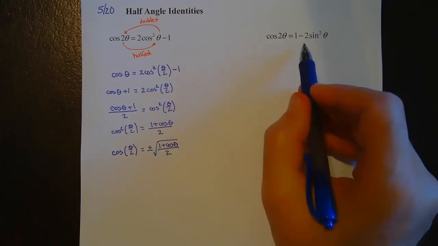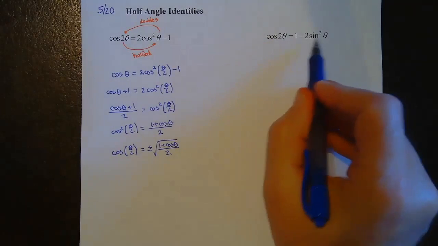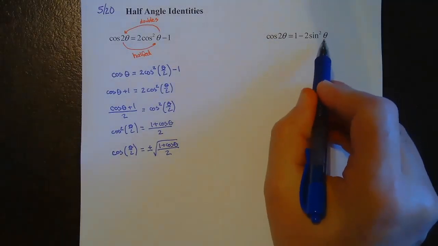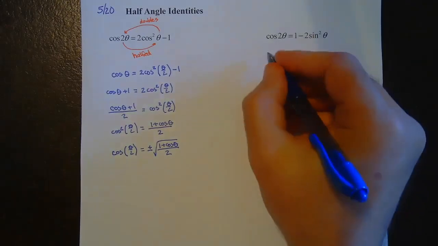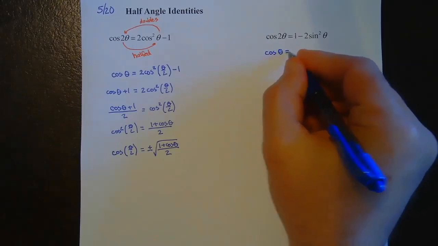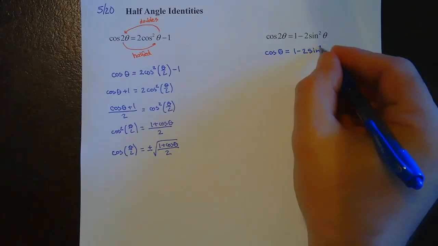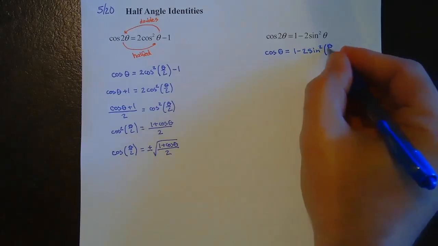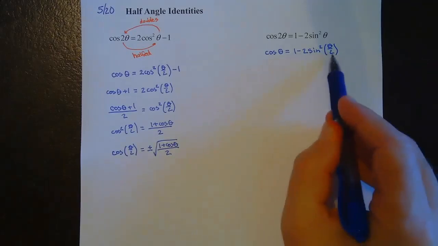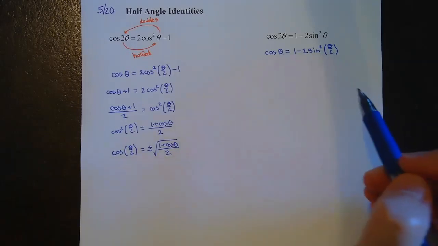So over here, we're going to do the same thing. If this angle's twice this one, then we could also say that this one is half of whatever this one is. So in this case, cosine of theta is equal to 1 minus 2 sine squared of theta over 2. It's just another way of writing the relationship between these two. Instead of doubling it, we're saying this one's half of this one.